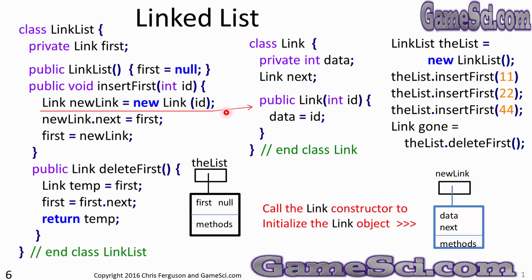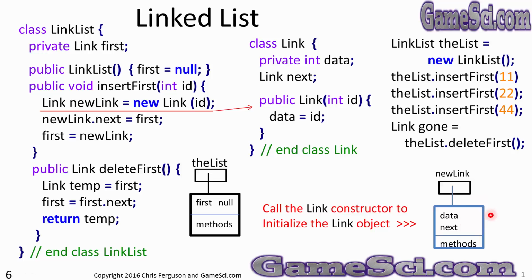We're going to create a new link object. This will call the link constructor and execute this code. Look at this link object that we created. There's the variable new link. We've allocated a reference variable called new link, and it will be attached to this object here. You can see over in the link class, when you build a link object, there's a data variable and there is a next variable. You can see the data and next variables are part of our link object.